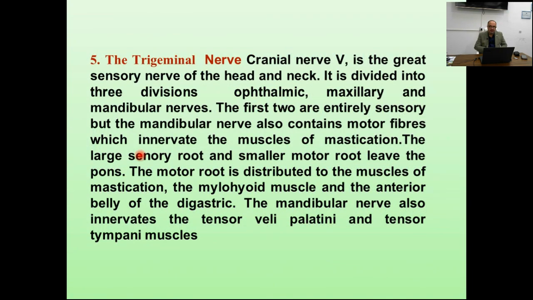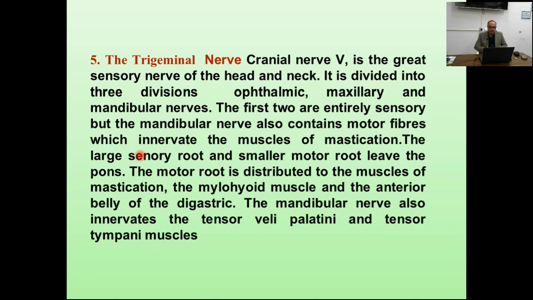The fifth cranial nerve is called the trigeminal nerve. It's the great sensory nerve of the head and neck. It's divided into three divisions: ophthalmic, maxillary, and mandibular nerves. The first two are entirely sensory, but the mandibular nerve also contains motor fibers which innervate the muscles of mastication. The large sensory root and the smaller motor root leave the brain.